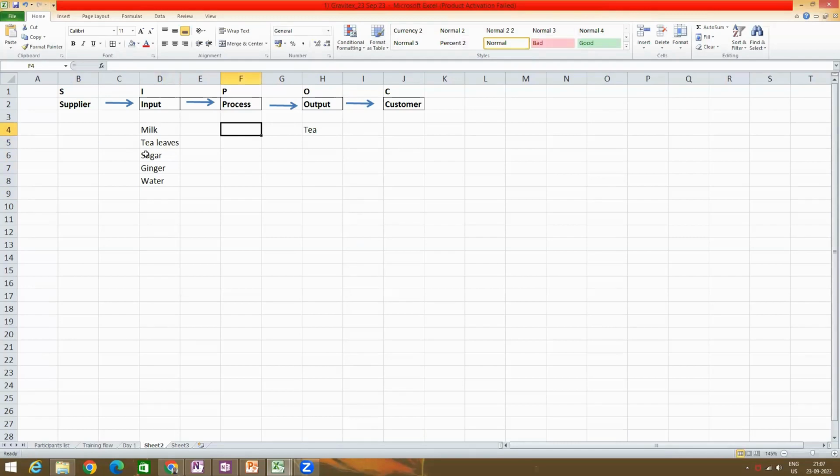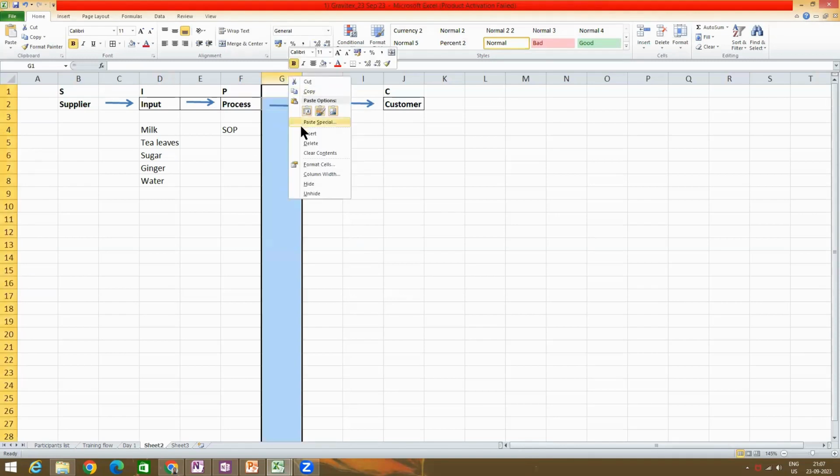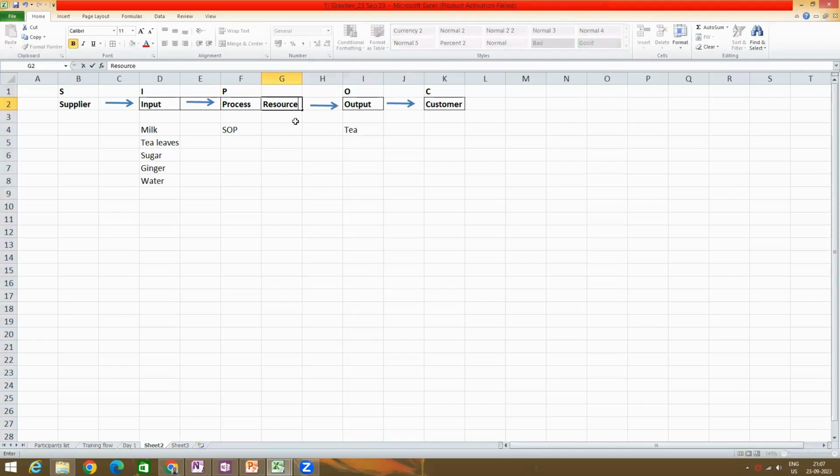Now, what does the process require? SOP? Yes, that's a process. But what is the one more aspect without which you cannot do the process? Manpower, machines. What do we call manpower? Resources, sir. Fantastic. That is what I wanted you to understand. Without resources, we cannot do the processing. So your manpower, your gas, your stove, and electricity are also required. You cannot cook in darkness. Utensils too. All those will come into the resource category. So input is required, and resources are also required to make your output.